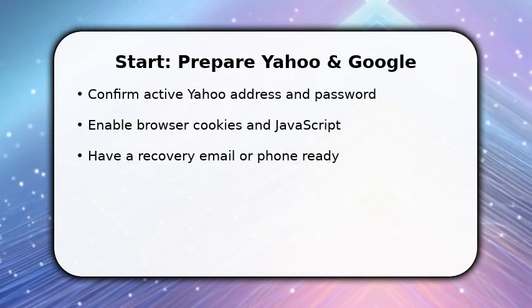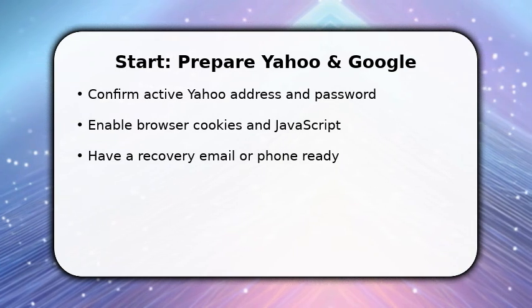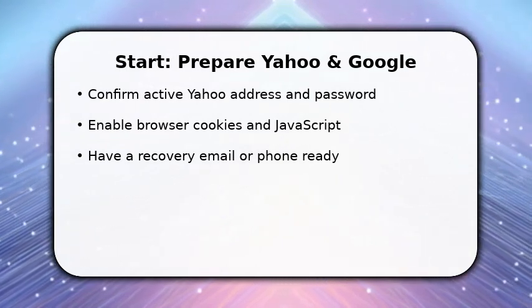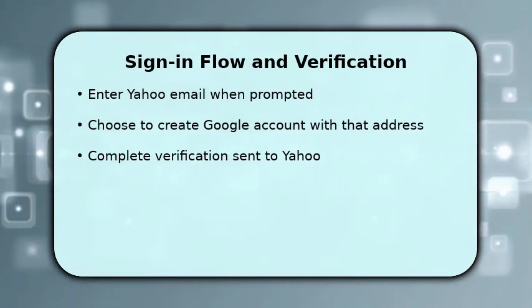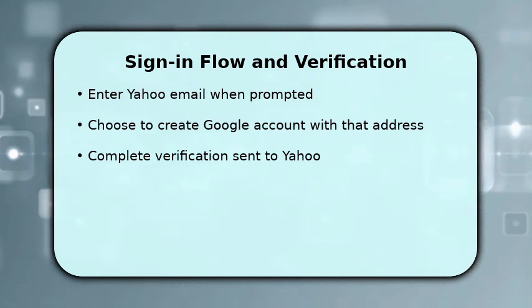Now navigate to accounts.google.com and choose Use My Email instead. This tells Google you'll sign in with a non-Gmail address and starts the link process. You'll enter your Yahoo address where Google asks for an email. This creates a Google account tied to your Yahoo email rather than a Gmail inbox.